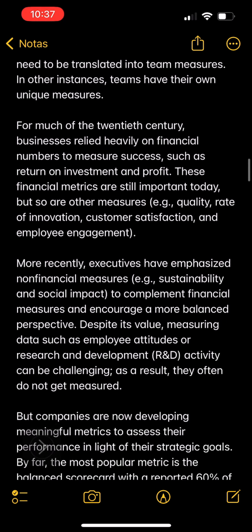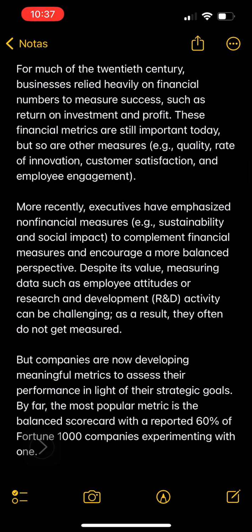For much of the 20th century, businesses relied heavily on financial numbers to measure success, such as return on investment and profit. These financial metrics are still important today, but so are other measures, for example, quality, rate of innovation, customer satisfaction, and employee engagement. More recently, executives have emphasized non-financial measures, for example, sustainability and social impact, to complement financial measures and encourage a more balanced perspective.